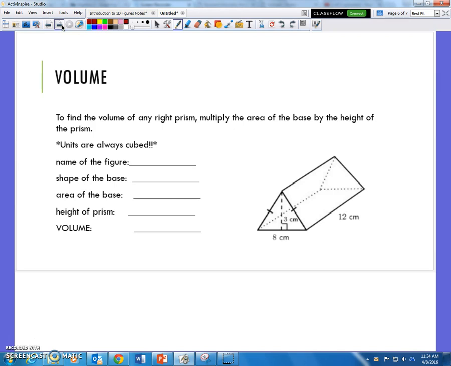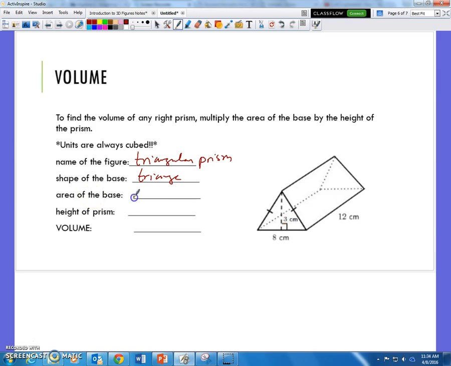See here. We can do one more here. Again, we have a triangular prism. And the shape of the base is, of course, a triangle. And I know it's a right prism because I have rectangles on the lateral faces.